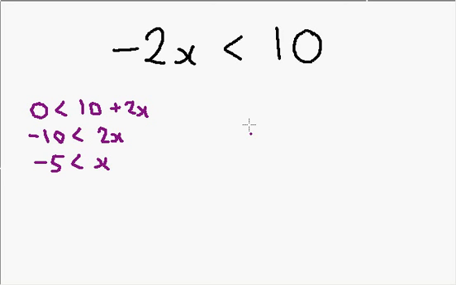A quicker way, however, would have been just to divide through by minus 2. Okay, so x. Now, when I divide or multiply with a negative number in an inequality, then the inequality sign changes direction. So x is now greater than, and 10 divided by minus 2 is minus 5. So notice how these are the same. Okay, so be warned that the sign changes if you divide or multiply through by a negative number.